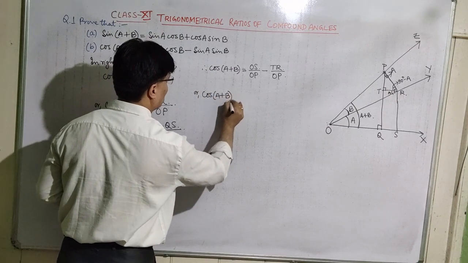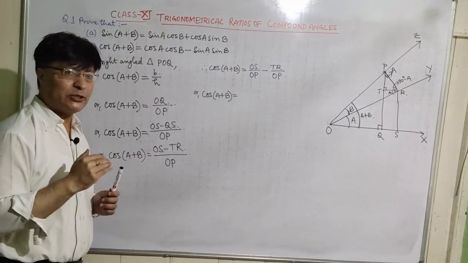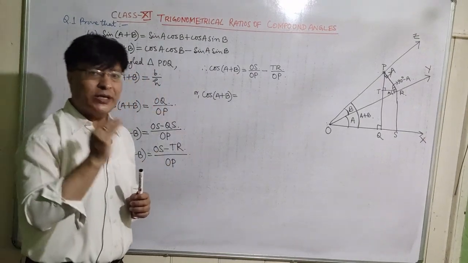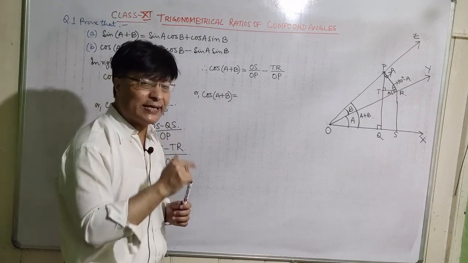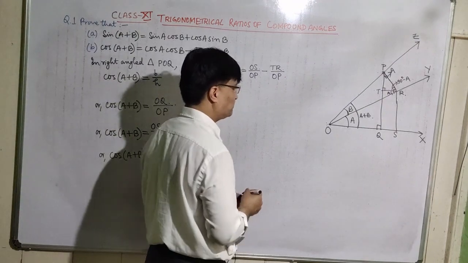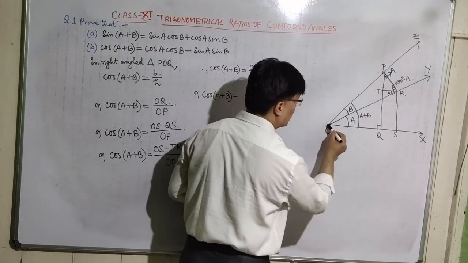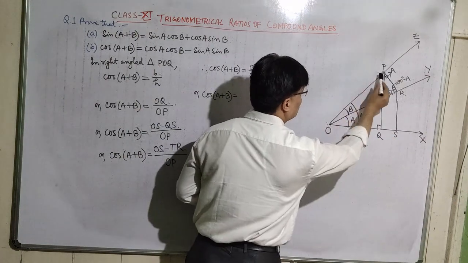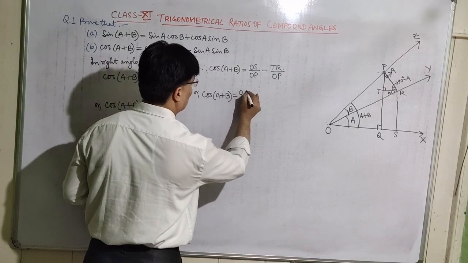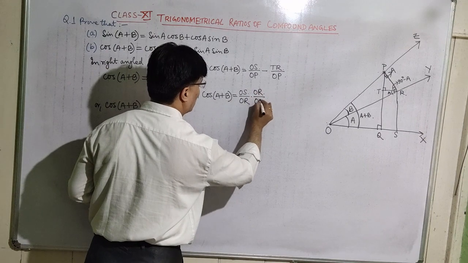This is your cos of A plus B is equal to, now OS upon OP. That means you have to find out which is the common line of intersection for OS and OP. That is, which straight line is intersecting both OS and OP, so that a right angle triangle may be formed. So this is your OS, this is your OP. So OR is intersecting both OS and OP, so that a right angle triangle may be formed, isn't it? That means OS upon OR into OR upon OP.